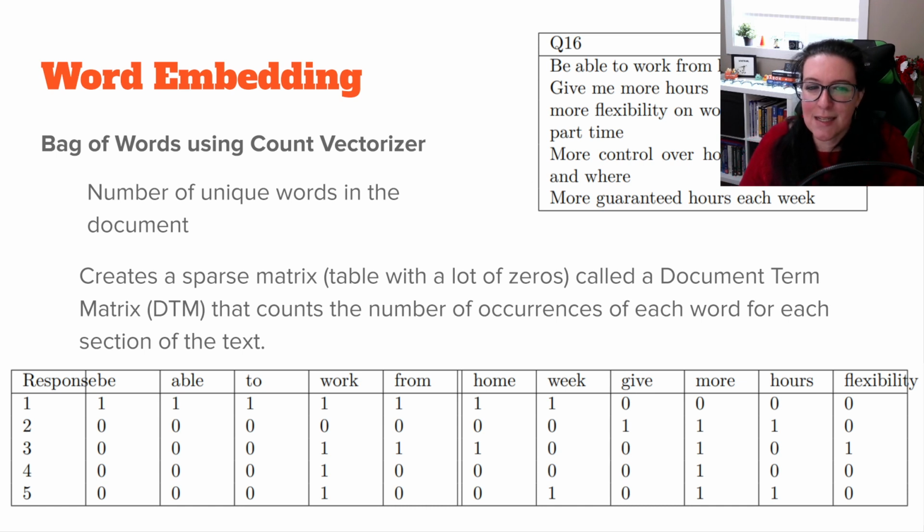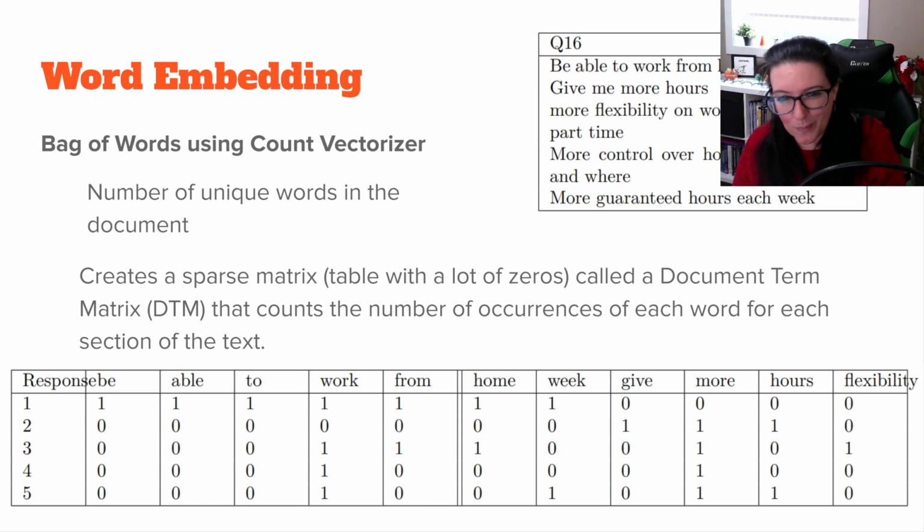How it does this is it creates a sparse matrix. So it's a table with a lot of zeros. And we call this a document term matrix, a DTM. It's going to count the number of occurrences of each word for each section of the text. So for example, be able to work from home once a week includes one be, one able, one to, one work, one from, one home. And it doesn't include words like give, more, hours, or flexibility.